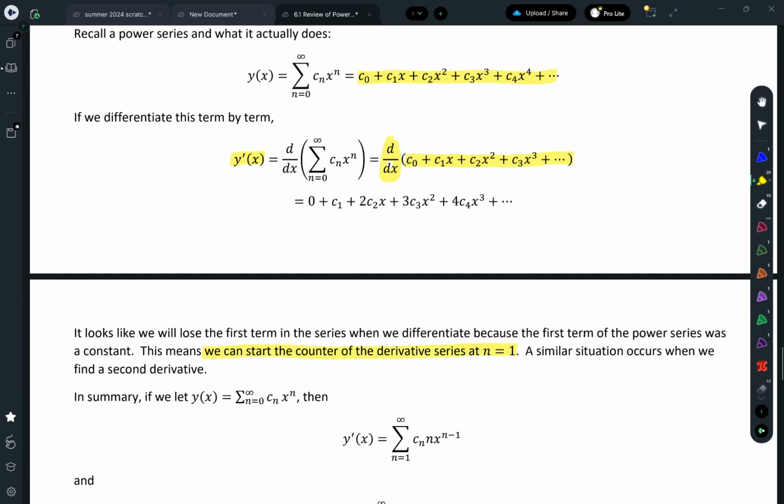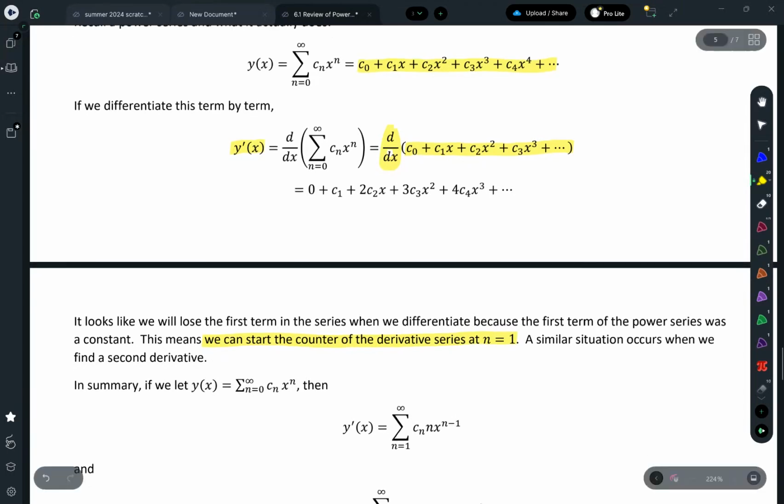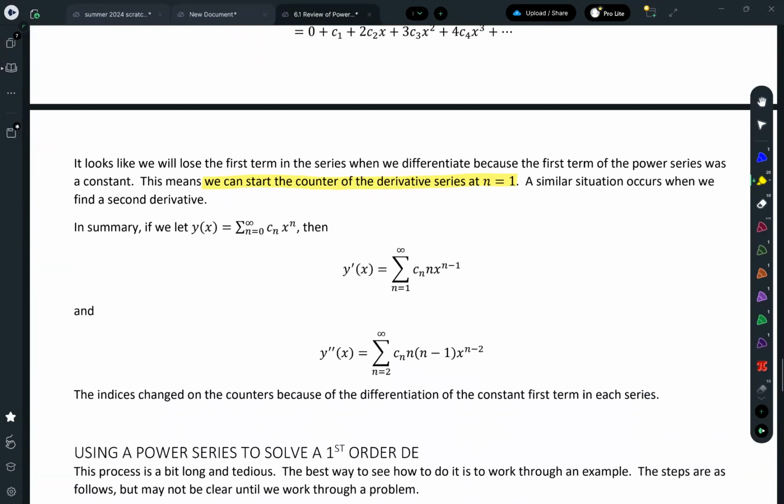And a similar situation is going to occur if we find a second derivative, which we will in the next section. Not this one, but in 6.2. And so if we find a second derivative, then the counter is going to start at n equals 2, and so on and so forth. So in general, here are the forms for taking the derivative. If we take the derivative, I want to show this kind of in long form, y prime of x equals, we can bring the d dx inside the summation, and the c sub n is just a constant, and we can just focus on d dx of x to the n.